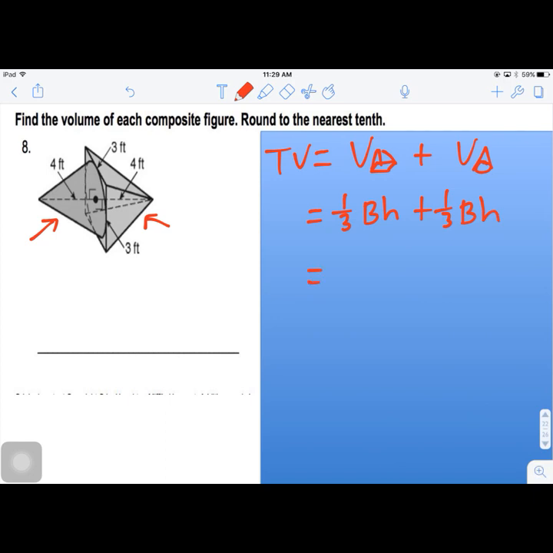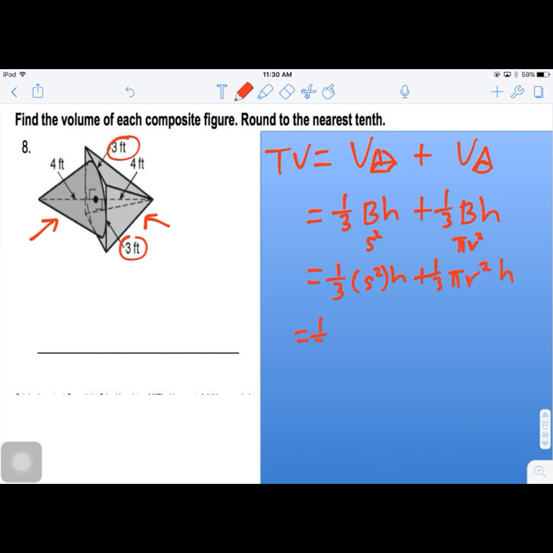And we know that the area of the base for the pyramid is a square. So it's a 3 by 3 square. So that's actually side squared, the area of a square. And the other one is a cone, so it's a circle. That's going to be pi r squared. So we're going to write the specific formula. That's going to be 1/3 side squared h plus 1/3 pi r squared h.